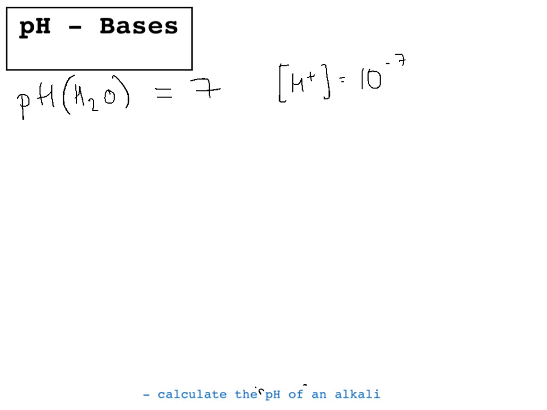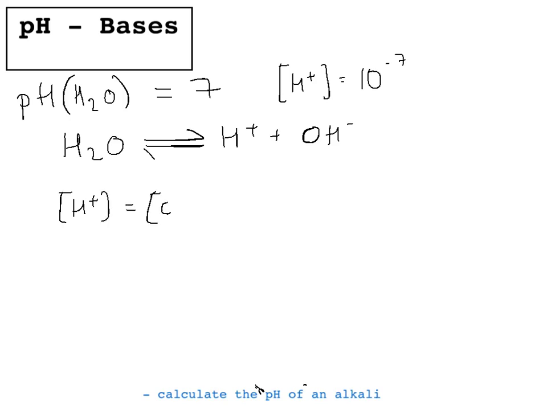Now water, therefore, dissociates into H plus and OH minus. Now for every water molecule that dissociates there must be one H plus and one OH minus, which means the concentration of H plus equals the concentration of OH minus, which equals 1 times 10 to the minus 7, or 10 to the minus 7.